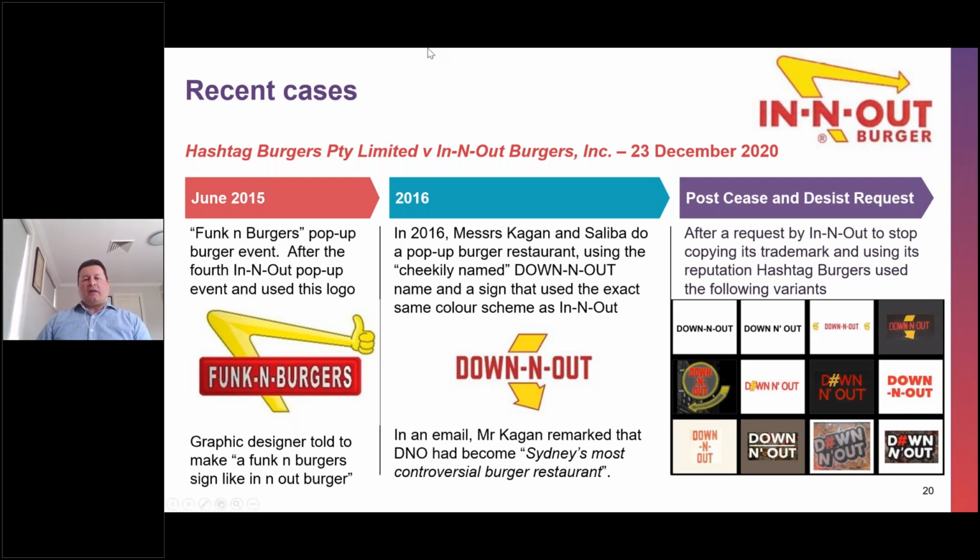The problem for Messrs. Kagan and Saliba was that the conduct which they'd engaged in prior to changing the slogans was too late. In the court's mind, the association had been created because they had used the same colours, they had promoted in a pop-up style, the same as In-N-Out Burger. The whole Down and Out versus In-N-Out was not deemed to be sufficiently different. The judge put a lot of emphasis on the In-Out component of the marks and the reputation which In-N-Out had.